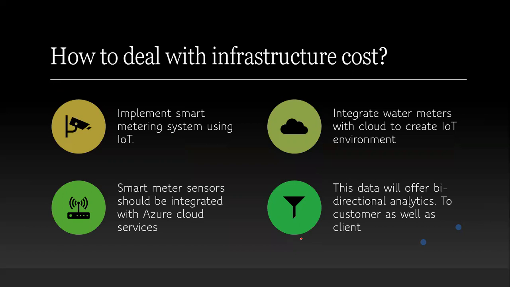The next thing is how to deal with infrastructure cost. In words this seems very simple: you have 50,000 sensors, you deploy them into the water tanks or water pipes, and you get the readings. But in real time, how are we dealing with the infrastructure cost? We can implement smart metering using IoT. Smart water meter sensors should be integrated with Microsoft Azure cloud services. Integrate water meters with the cloud to create an IoT environment. This data will offer bidirectional analytics to the customer as well as the client. Let's see this in detail.